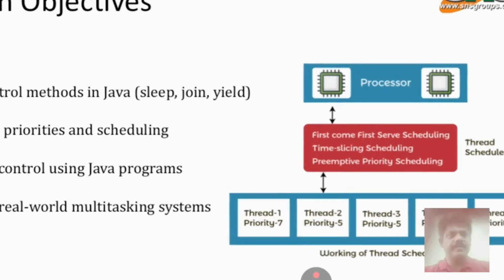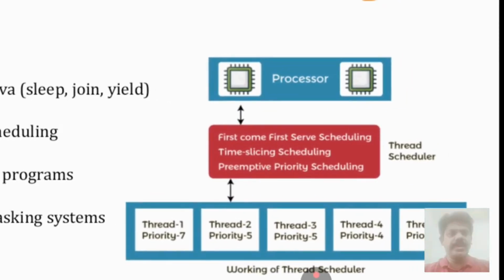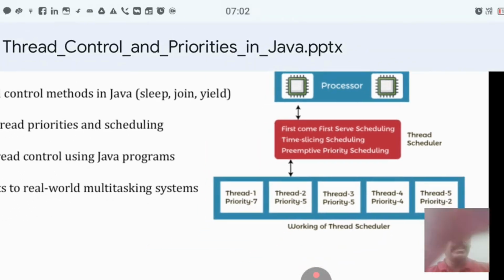Here in the diagram, you can see how the processor carries out the various scheduling, like first come first serve scheduling, time slicing scheduling and preemptive priority scheduling. The thread maintains a priority, and there could be multiple threads, and each thread has its own priority, like low priority, high priority, such kinds of priorities.